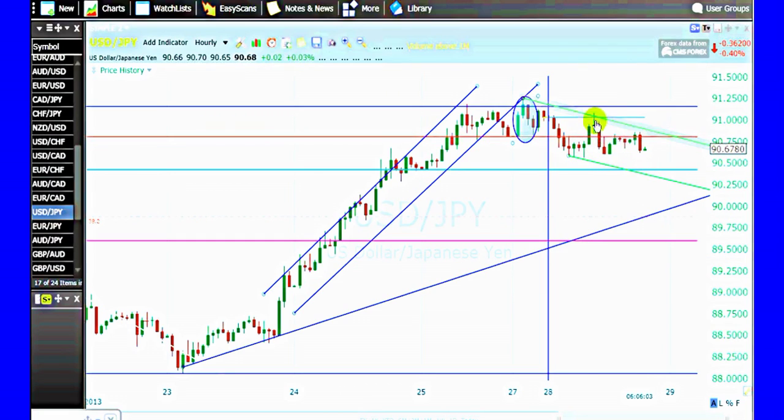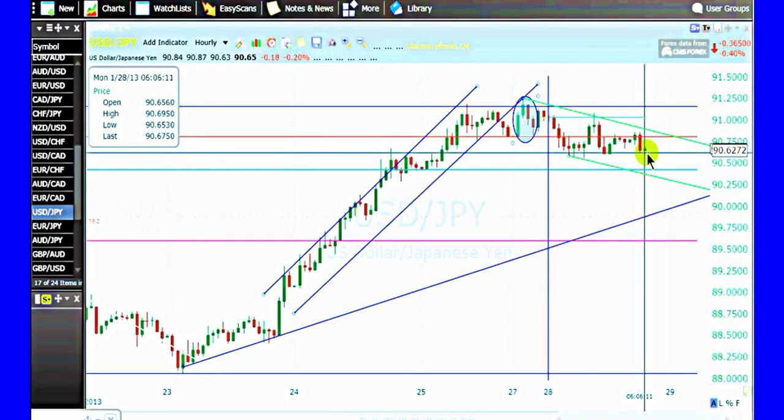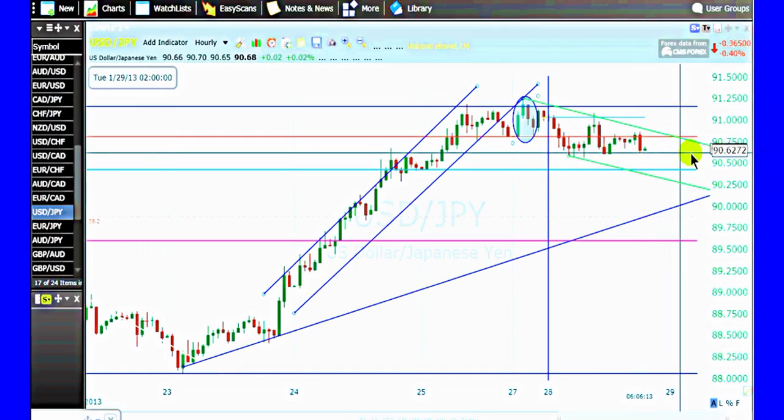So here you see, there's a kind of support here in this session. Some traders are buying. We can't discount it, you see.